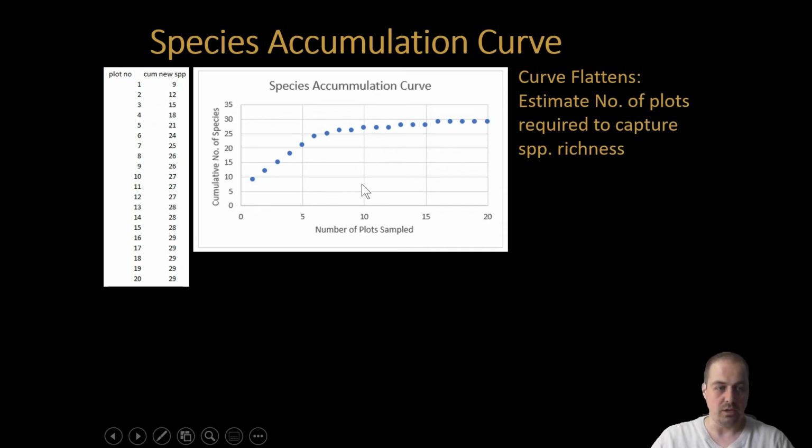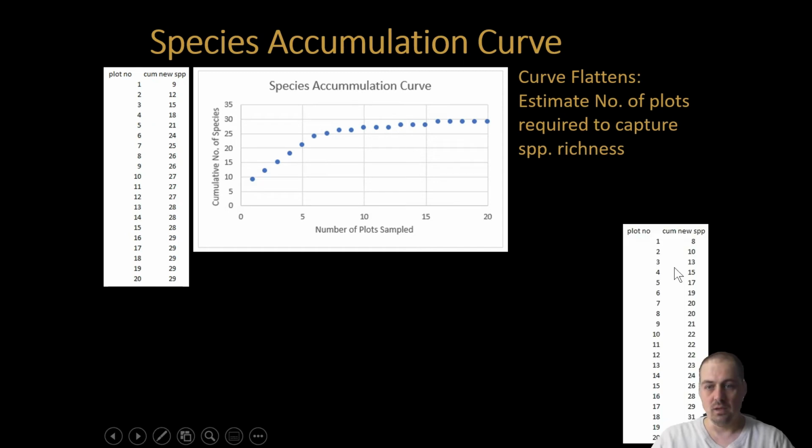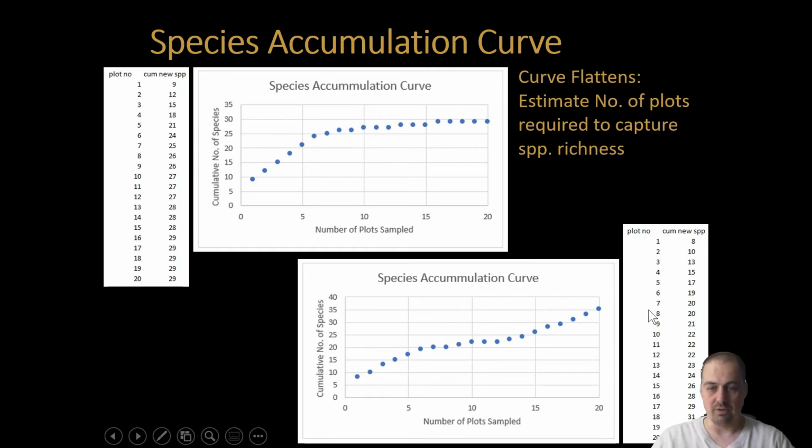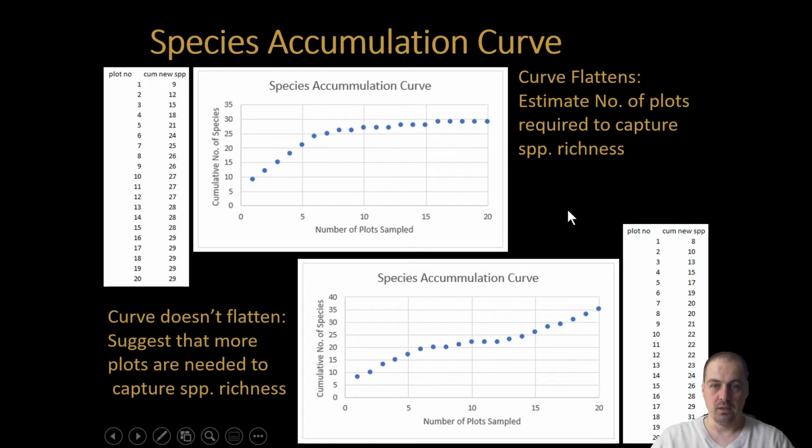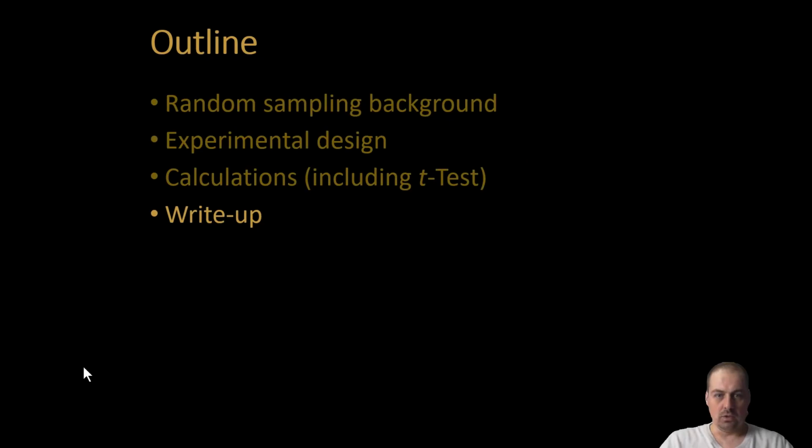So this is an ideal situation. If your curve doesn't flatten out, so this is just some sample data which shows you a curve that doesn't flatten out, you can no longer say this. So in this case, if your data, when you plot it, looks more like this one, you'd say the curve doesn't flatten out. So 20 plots is not enough to capture the species richness for this area, which is written down here. And so you suggest that more plots are needed. So that covers all your calculations and graphs and essentially results.